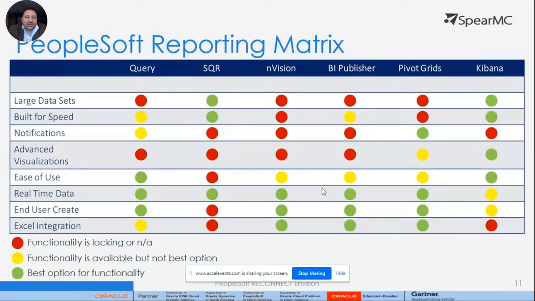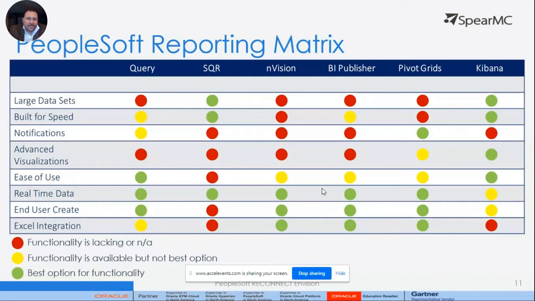So what is in this grid here? Across the top are each one of those tools. I created this to help customers understand what each tool is really good for. I just mentioned Kibana was really good at large data sets. Also, SQR is really good at large data sets. The other tools, I made them all red there, but you could argue that some of those could be a yellow and not a red.